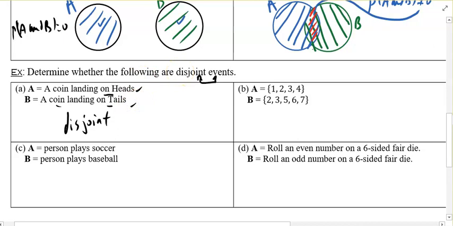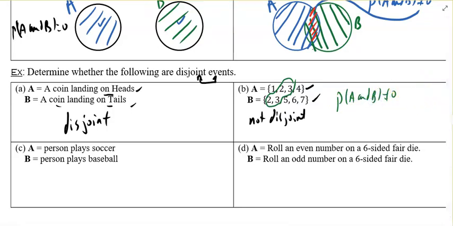Here's another event. Event A, you pick numbers 1, 2, 3, or 4. Event B, you pick numbers 2, 3, 5, or 6. Here, do you see that this is not disjoint? Why is that? Because they have those in common. The probability of A and B is not 0.